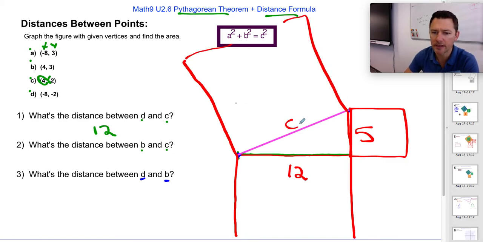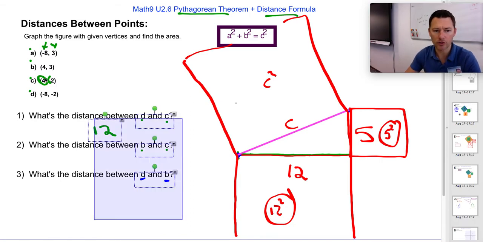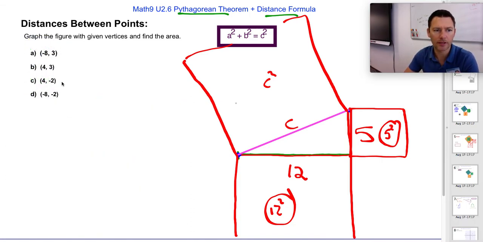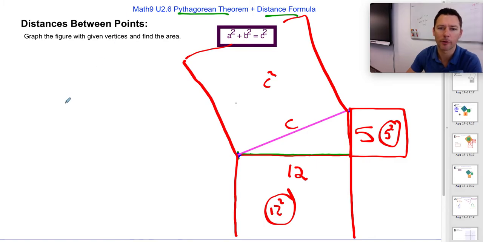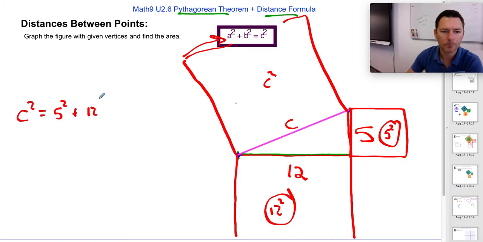Let's call this C. I know that this square, 12 squared, that area, and 5 squared, this area, would equal c squared, right? So we can throw this into an equation instead of just doing it graphically, which nobody has time for. Let's use Pythagorean theorem, which is this idea. So we know the big square, I don't know what it is, it's called c squared, should be equal to the two smaller squares added up.